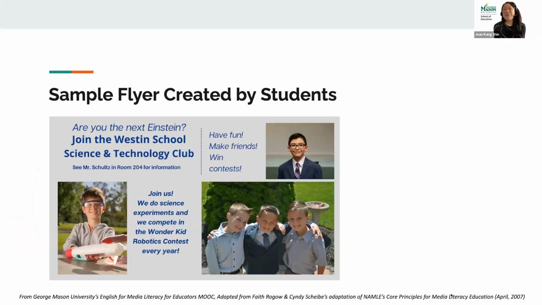Now I want to give you another example. So here, this is a sample flyer created by students who were doing, I believe, a unit about hobbies. And so what they were tasked to do is to think about the hobbies that they like, and then they are going to try to create some kind of a flyer in order to encourage other students at their school to join their club.